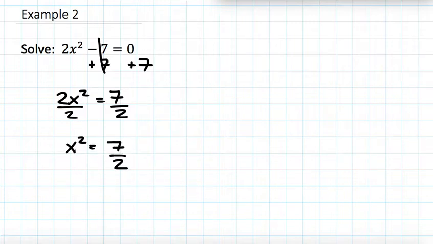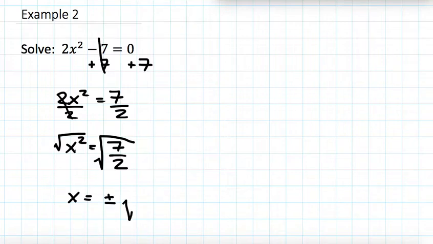Now, it's tempting here to write this as a decimal, 3.5, but MyMathLab is going to want you to keep it as a fraction. And now what I'm going to do is take the square root of both sides to get rid of the squared. So that gives me x equals plus or minus square root of 7 over 2.